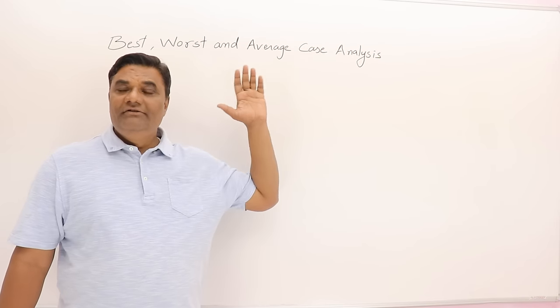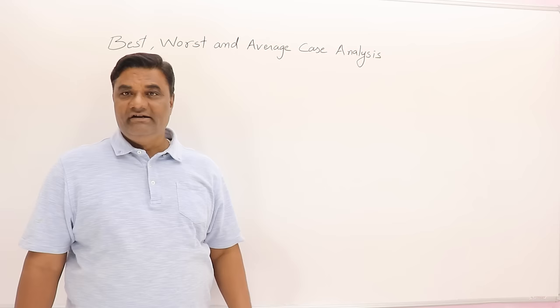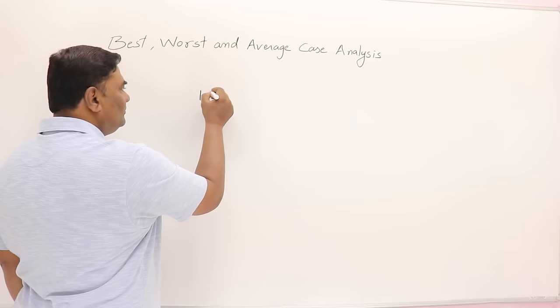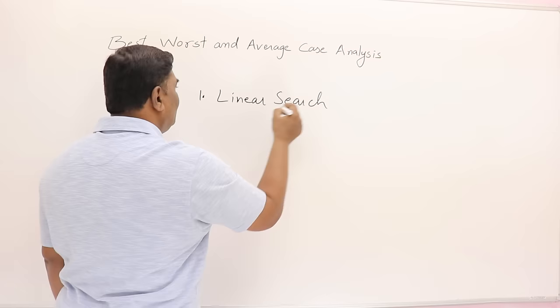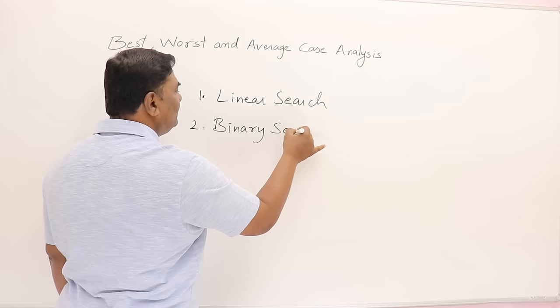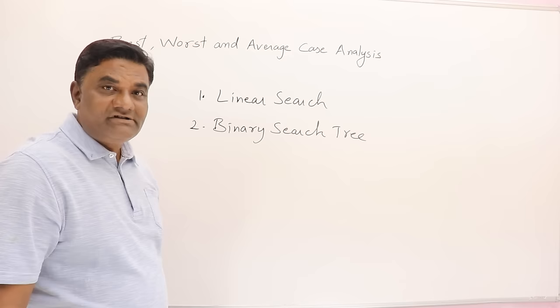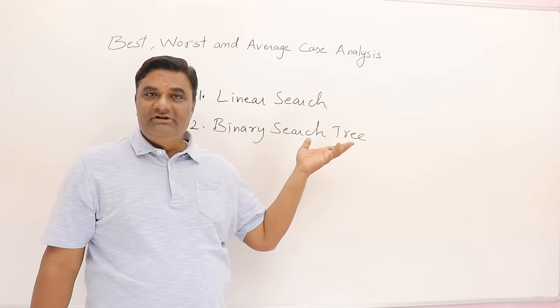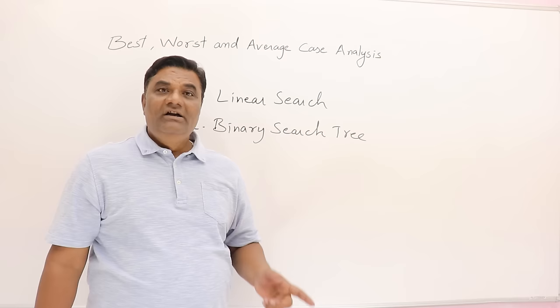In this video, we will learn about best, worst and average case analysis of algorithms. For example, I will be taking two algorithms, linear search and binary search tree. First, we commonly take examples on linear search. I will take binary search tree also, and I'll show you the time case analysis on it.